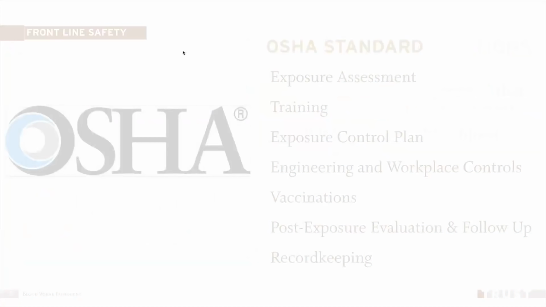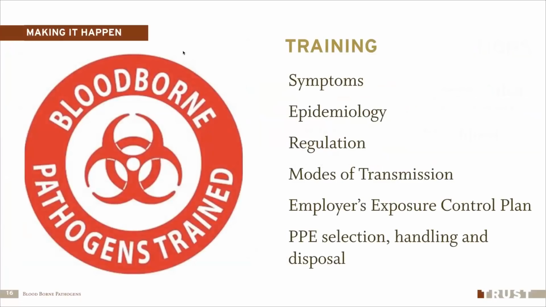When it comes to training, we cover the things that we're covering in this webinar today, but employees need to know what kind of symptoms and epidemiology is out there, what kind of diseases are out there that they could get, the regulations from OSHA that we've talked about, modes of transmission, employer's plan. So if you have a plan in place, the employees need to be trained on that to know how to do the practices and procedures in the workplace to protect themselves, and then training on how to use the PPE, how to put it on properly, how to dispose of it, all the things that they would need to know to protect themselves. That's the requirement for the training.